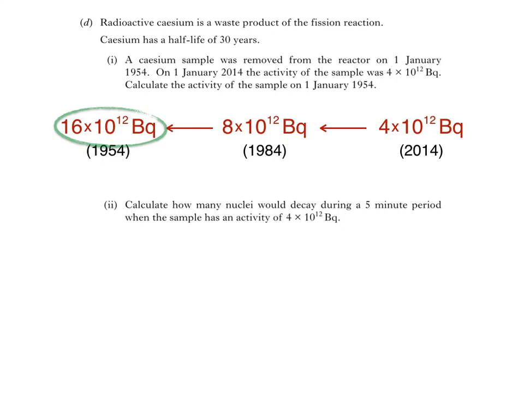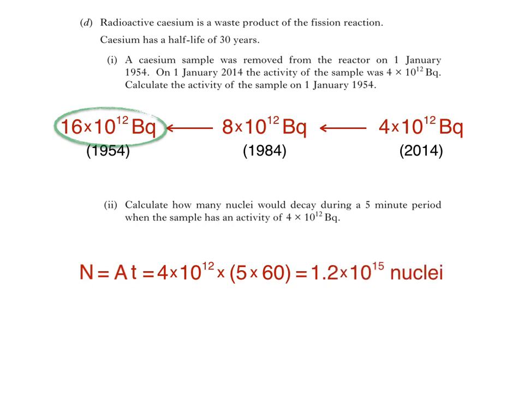So the equation which links activity A, number of nuclei decaying n, and time t is this one. To make n, the number of nuclei decaying, the subject of the equation, multiply both sides by t. When we substitute activity and time into the equation, remember to convert time from minutes to seconds again. This gives us 4 times 10 to the power of 12 times 5 times 60, which is 1.2 times 10 to the power of 15 nuclei decayed in that time.